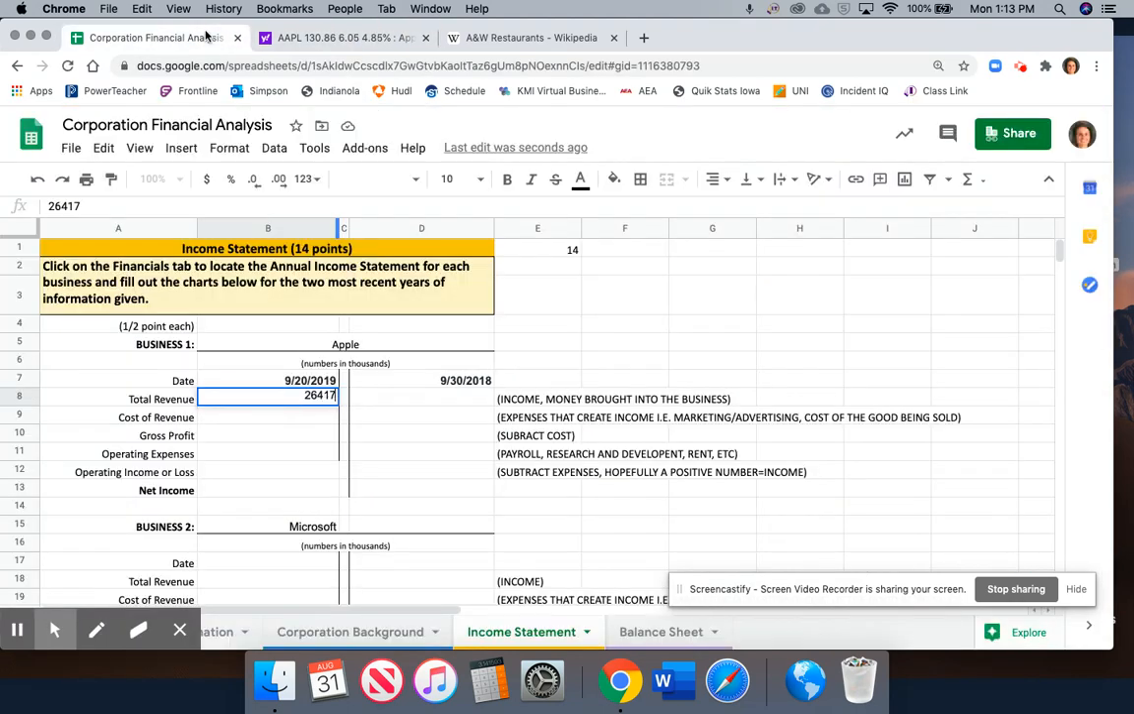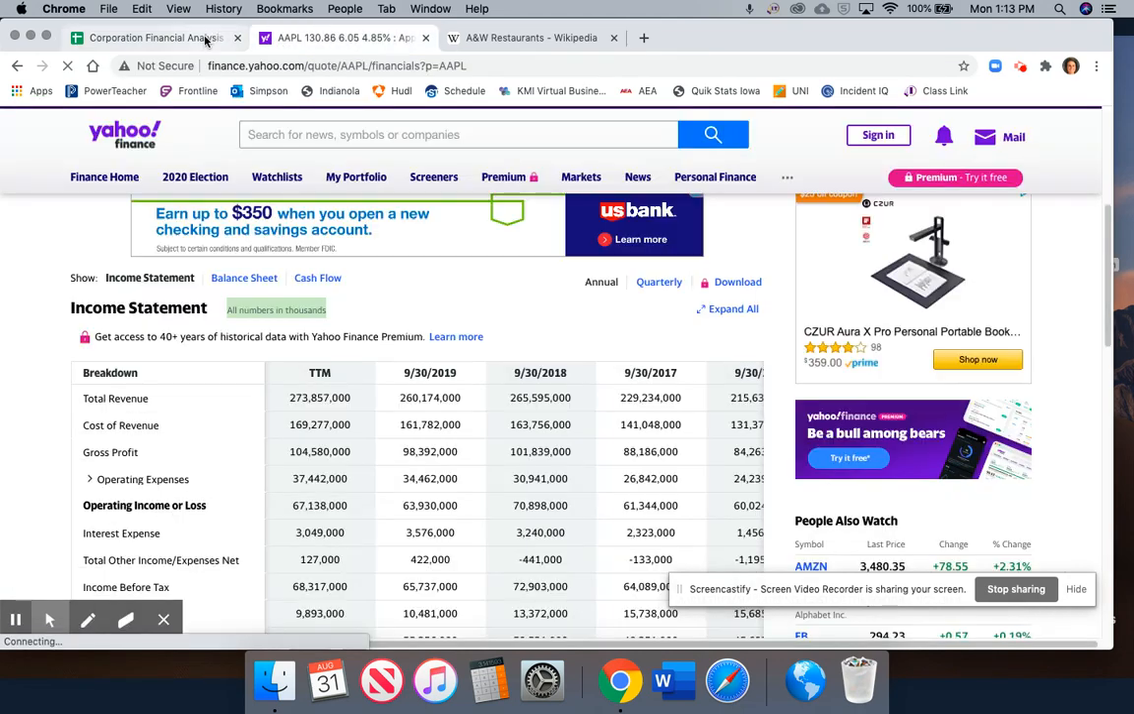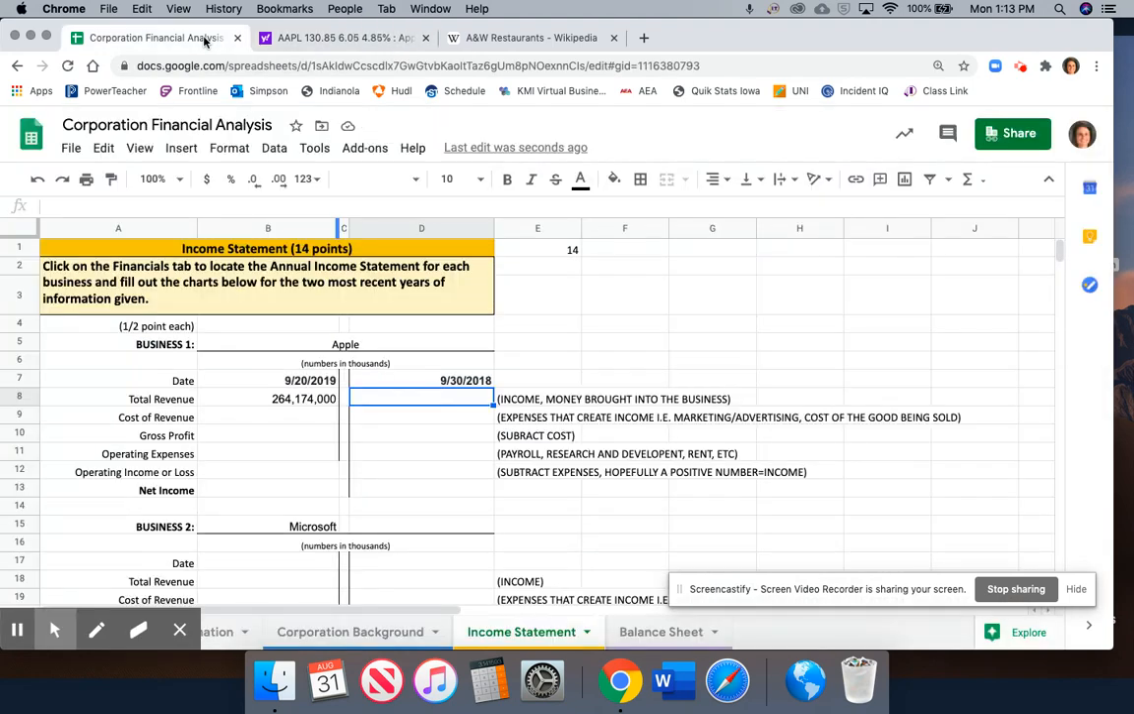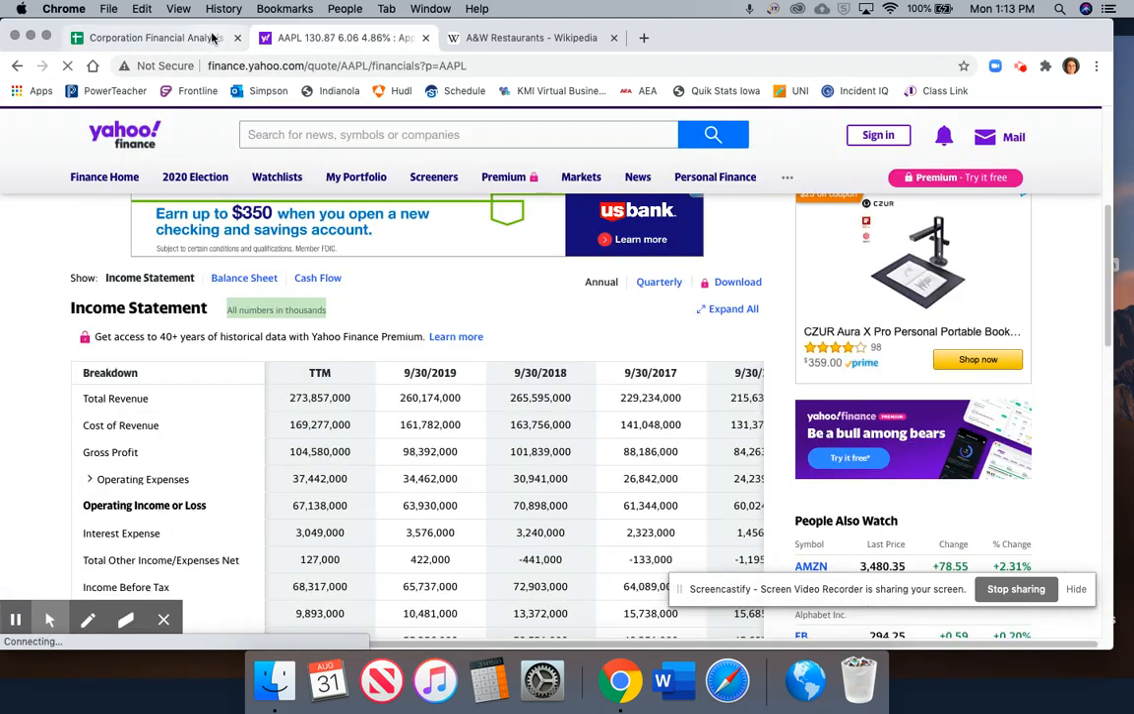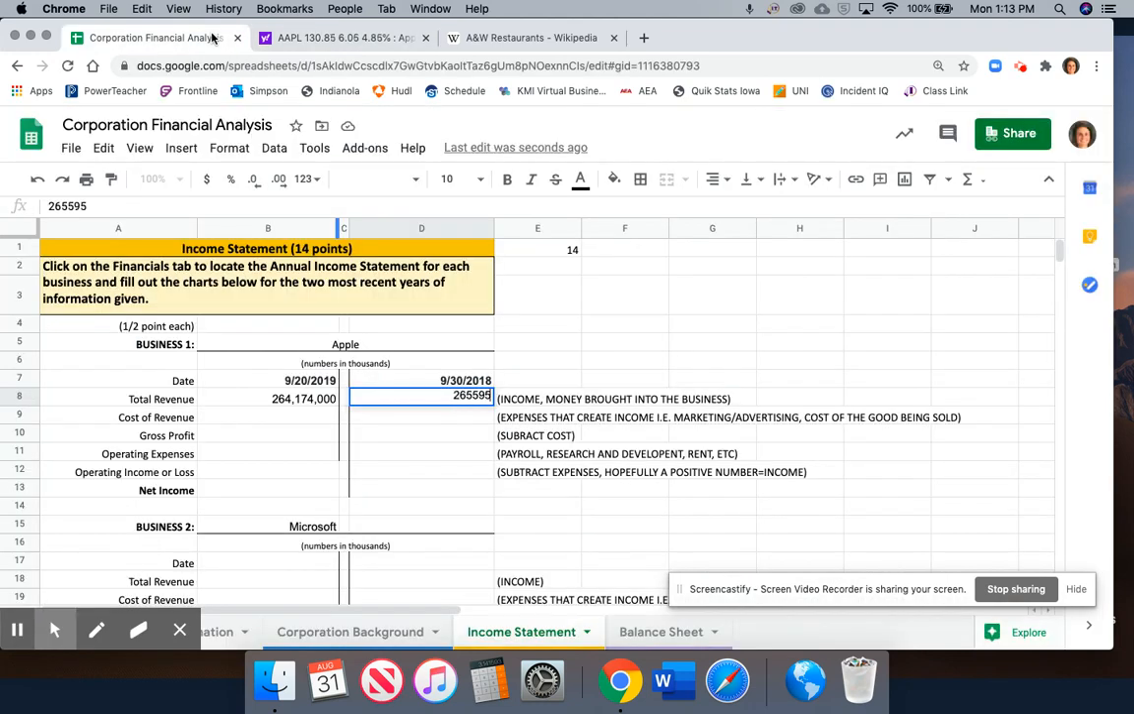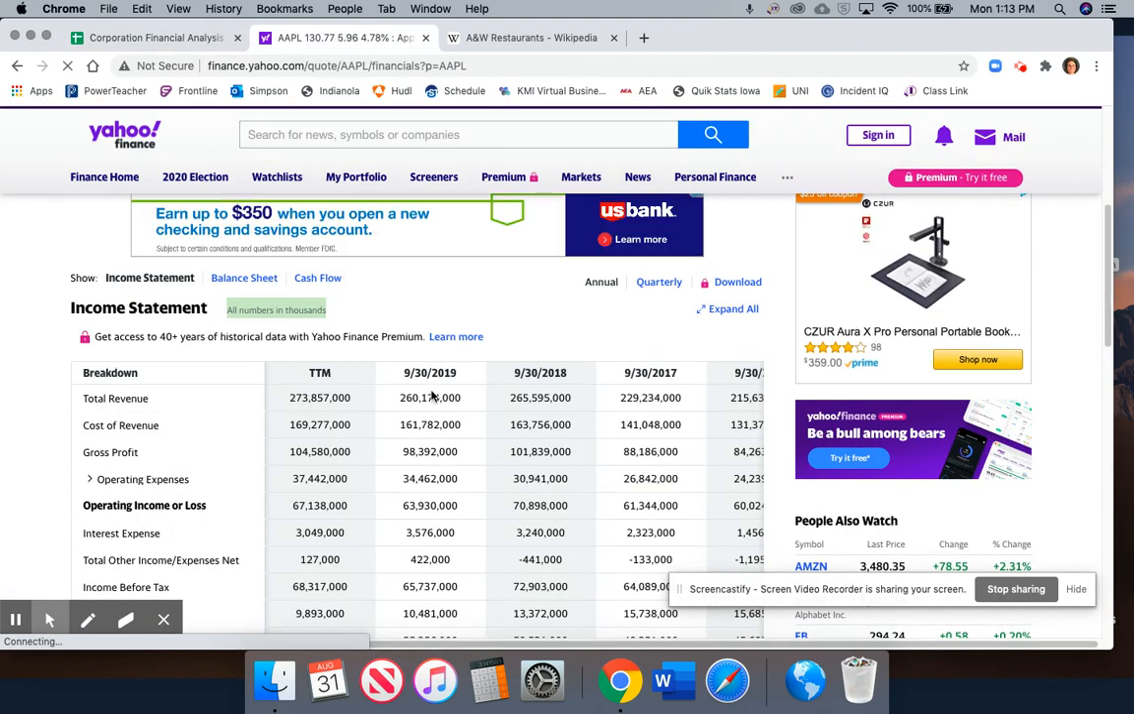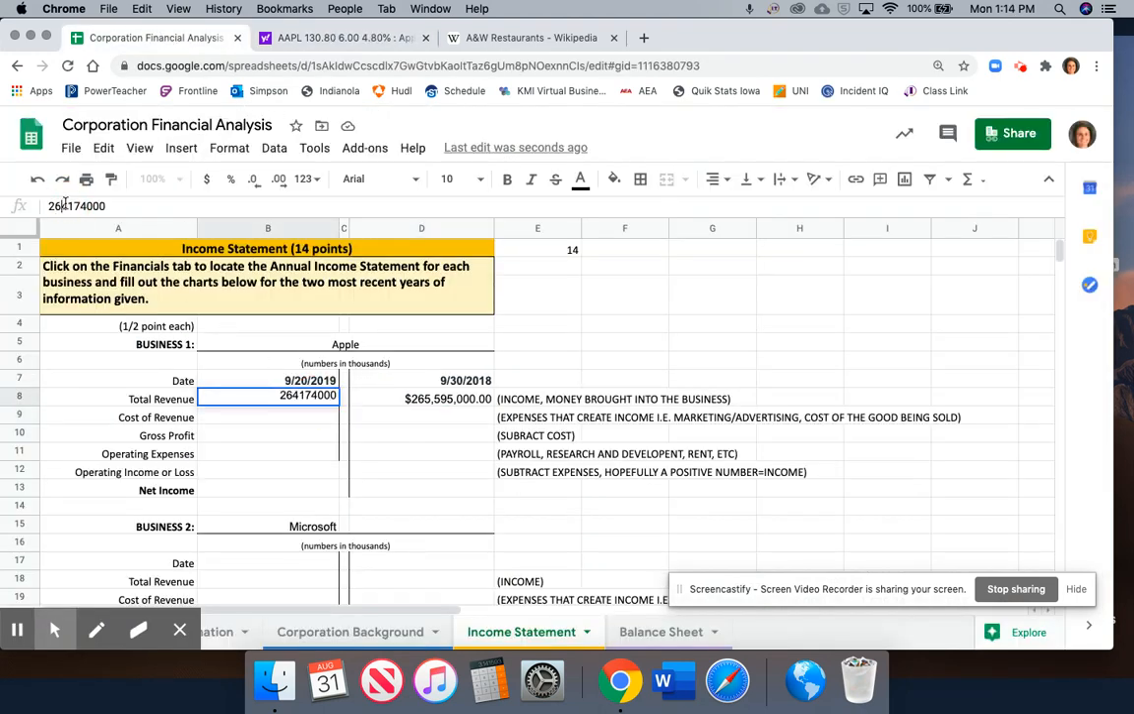All right, so that was for 2019. We'll get 2018 in there. So they actually went down a little bit. 265,595,000. So if you are an executive for Apple, you might be looking at this, wondering, how did we go from 265,000,000 to 260,000,000 in revenue? How did we bring in $5 billion less? So that's something that you're thinking about.